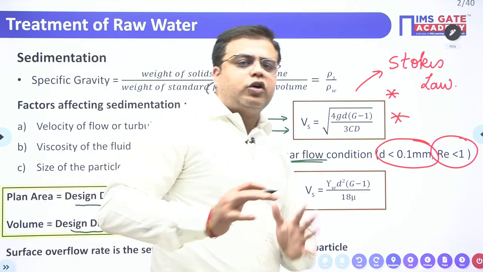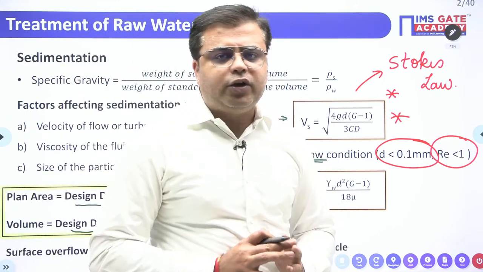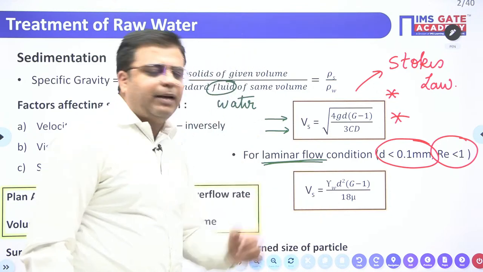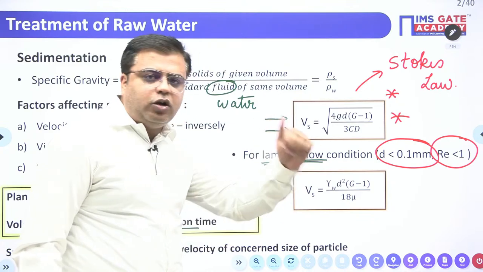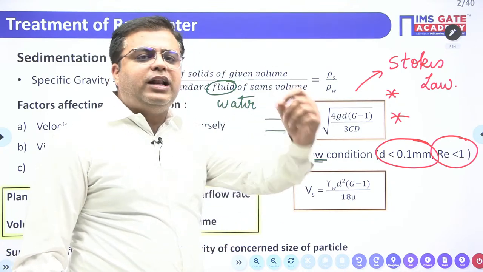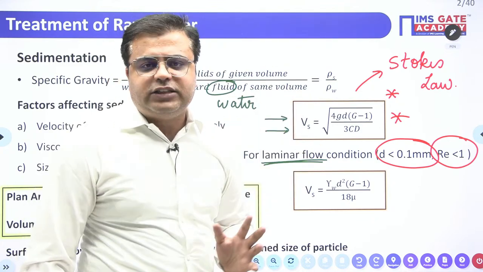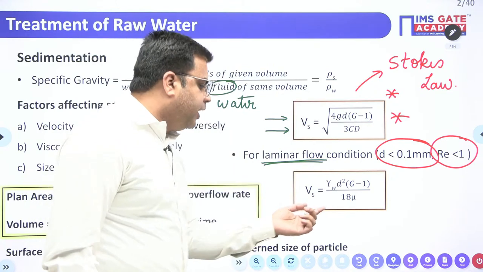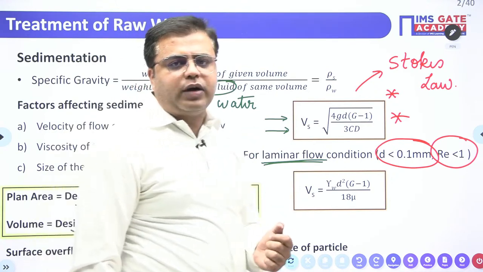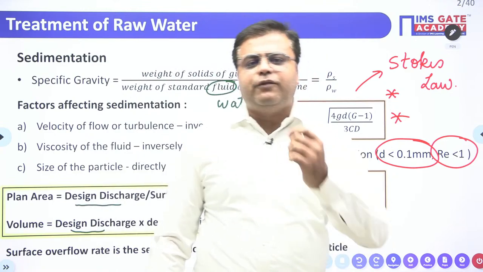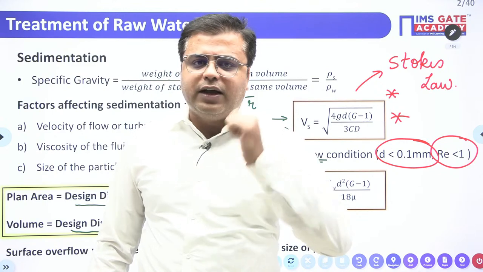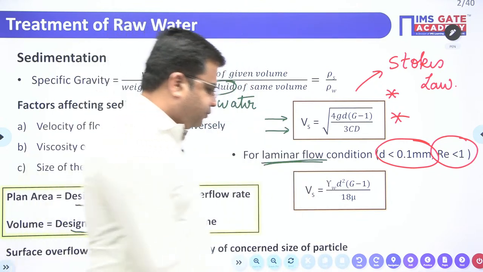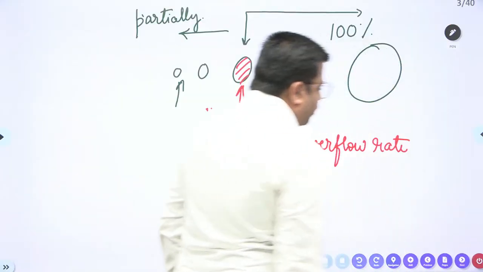For most of the questions, the expression that you are going to use will be for this laminar flow condition, my dear students. If the laminar flow condition is not there, it will be specifically mentioned that you have to consider the general condition of flow. Otherwise, simply use the laminar flow condition, and the expression for settling velocity is gamma W D square into (G minus 1) upon 18 mu.